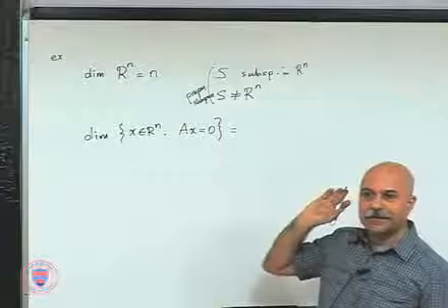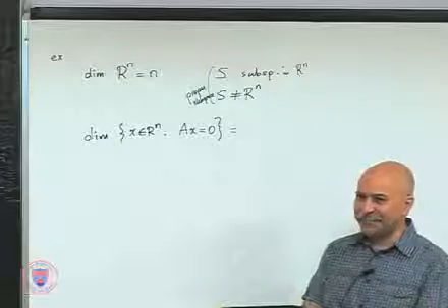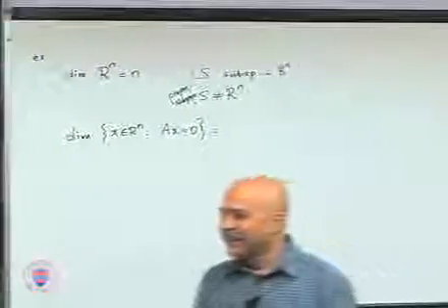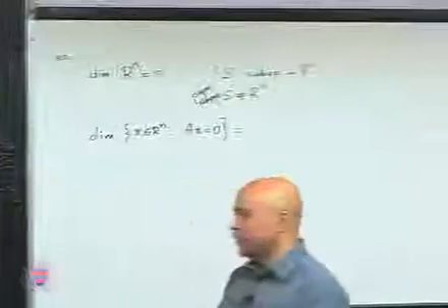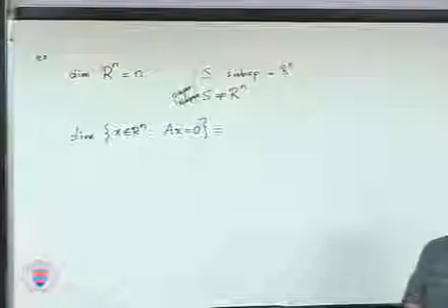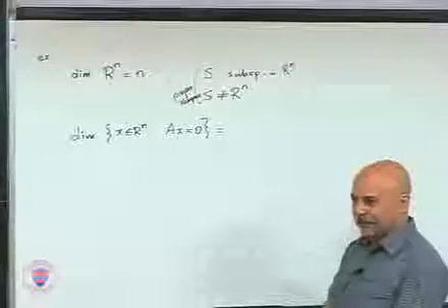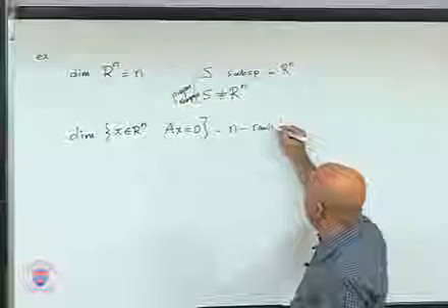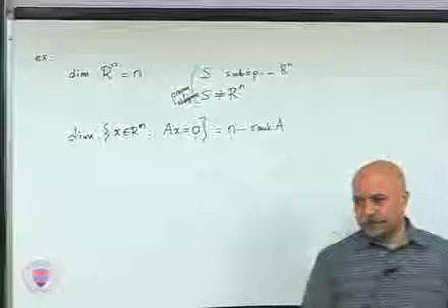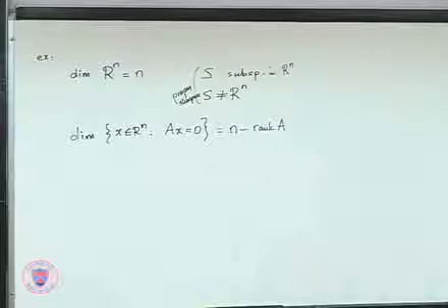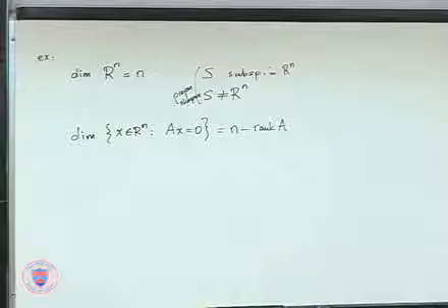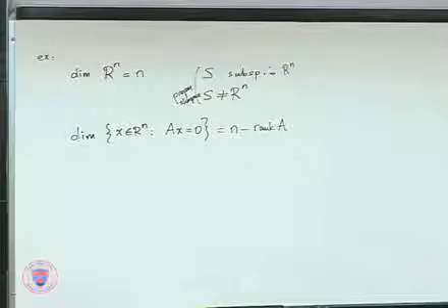Say that again. 1? No, it's not 1. It's usually more than 1. Pardon? Rank of A? No. It's related to rank of A. N minus rank of A. The dimension of the space minus rank of A. Yeah, that's what it is. Anybody has any idea why?